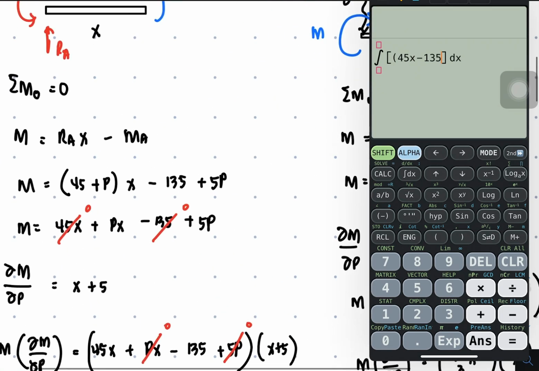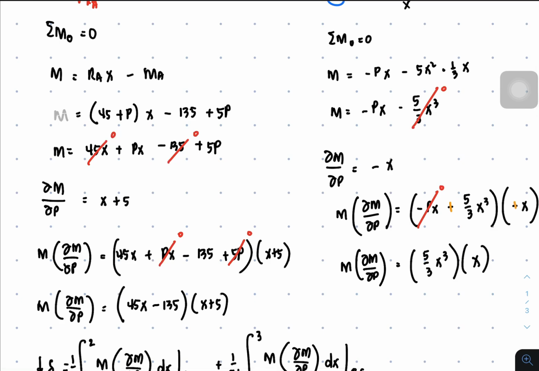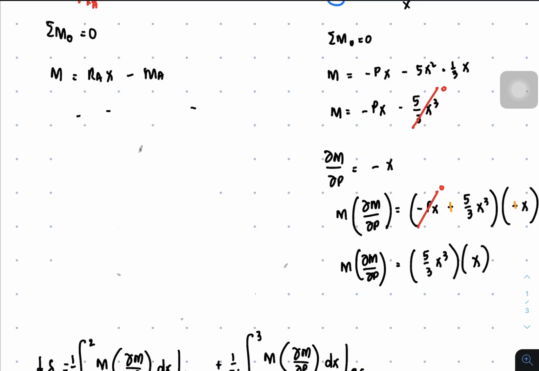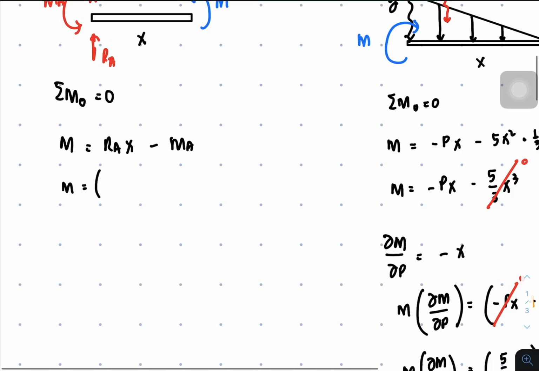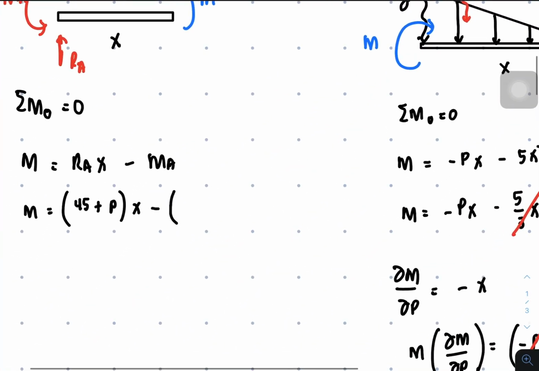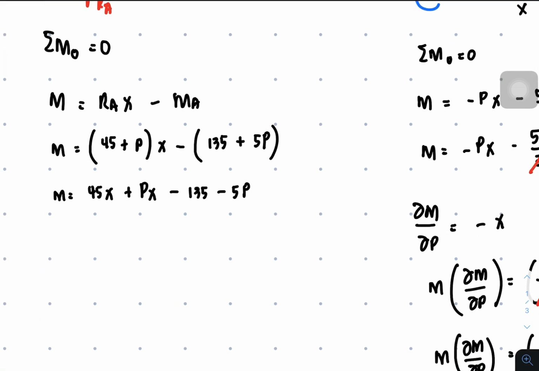Oh, I made a mistake. Since MA is, I'm sorry, for segment BC, AB rather. For segment AB, can I just repeat this since I made a mistake in the previous portion? So it shouldn't be in that manner. Okay, so let me repeat. M is equal to RA. So RA is 45 plus P. So it's 45 plus P times x. Then minus MA, it's 135 plus P. So it's 135 plus 5P. So it's 45x plus Px, then minus 135 minus 5P.